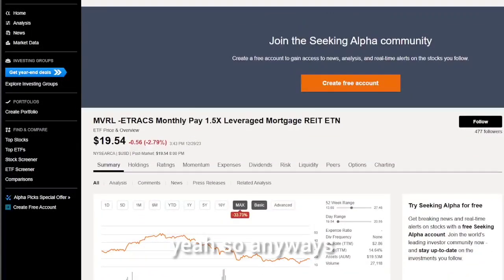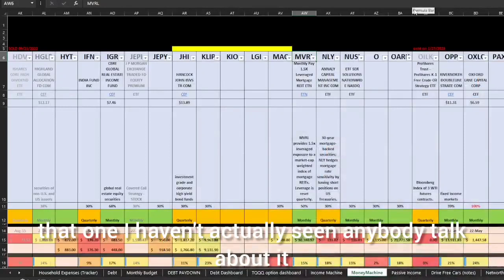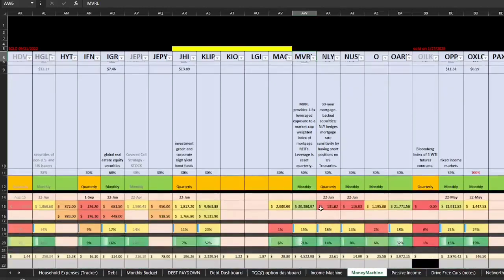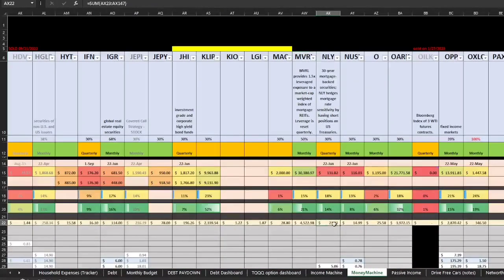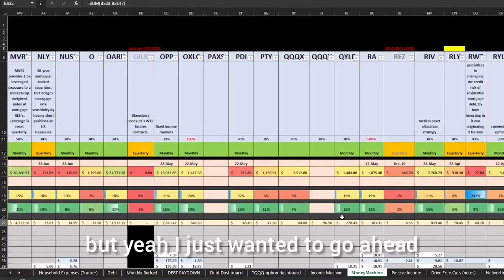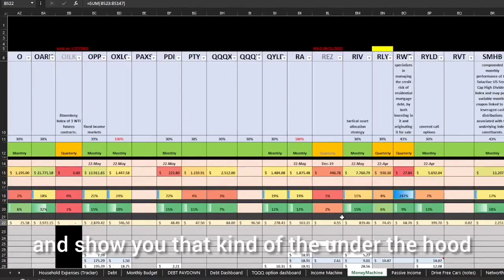Yeah. So, anyways, that's one of my favorite ones. Not a lot of people play that one. I haven't really actually seen anybody talk about it, but I do like it. Let's see. Under the hood, OPP, and I kind of actually know that OPP and ARK. But yeah, just wanted to go ahead and show you the under the hood.